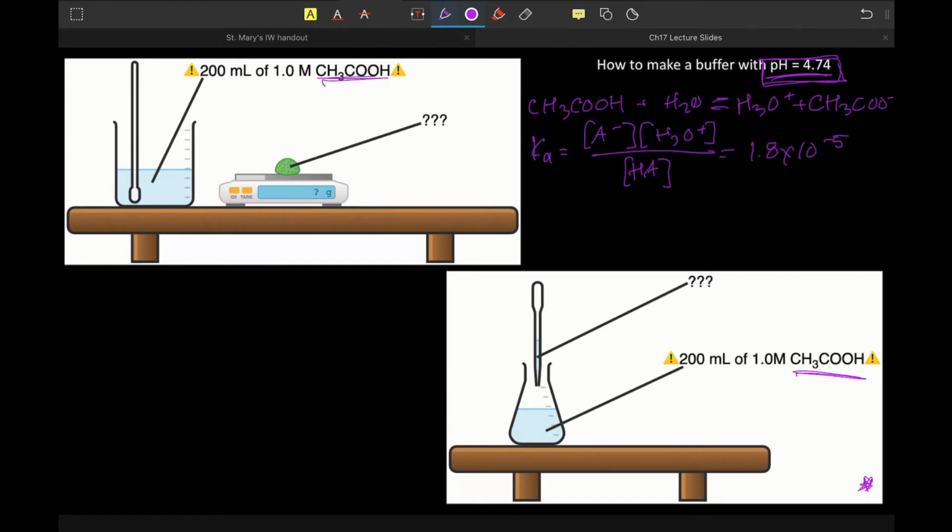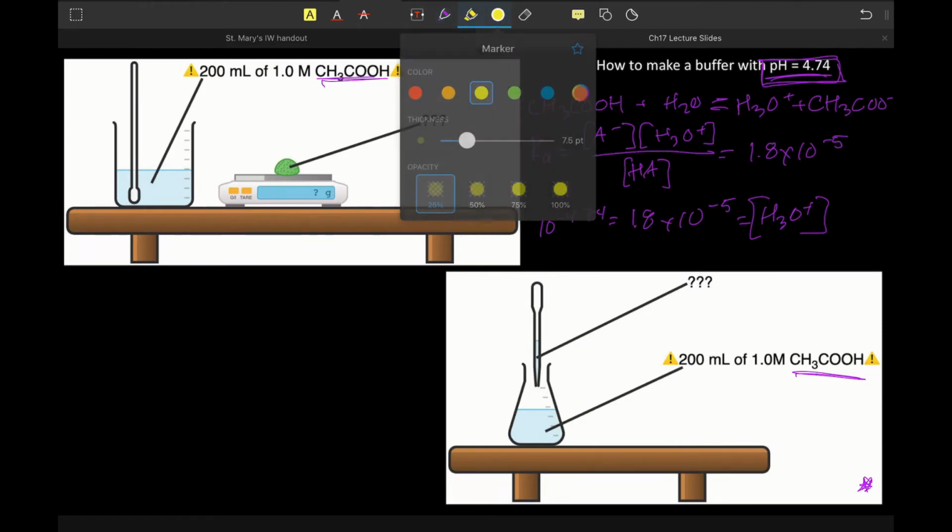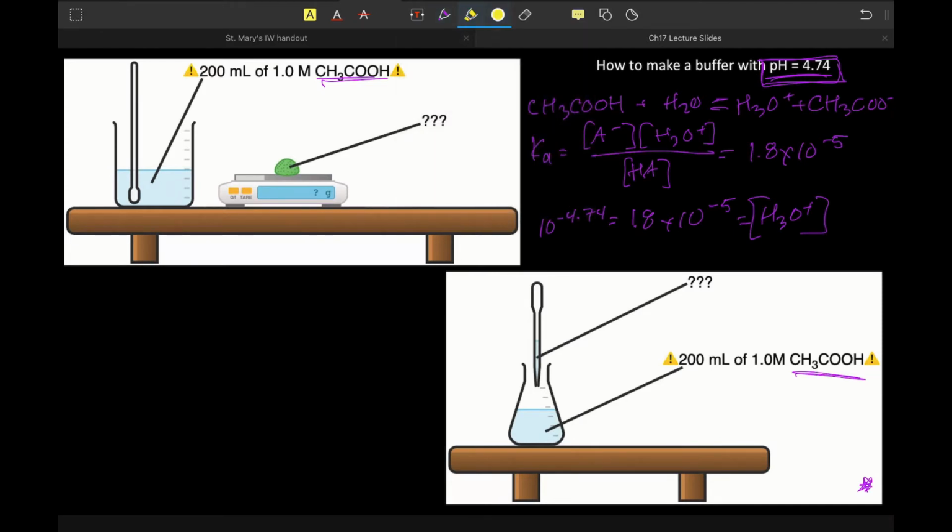So if we just do a little bit of rearranging, let's just go ahead and do that real quick. Okay, so when we do 10 to the negative 4.74, this is my hydronium ion concentration in this buffer system. And why is that significant? Because that is my Ka, yes?